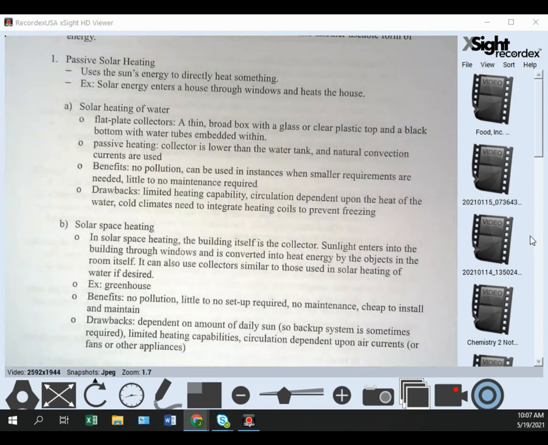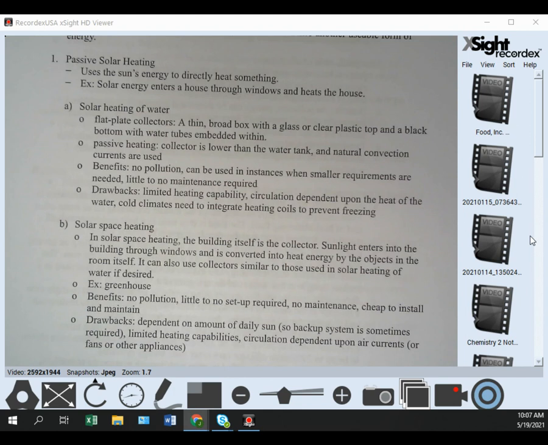All right. So that's passive heating. By passive, it means nothing has to be done. Once you set it up, it just works on its own. There are no parts that have to spin or move, or you don't have to plug anything in or anything like that. The sun just directly does it with the setup.